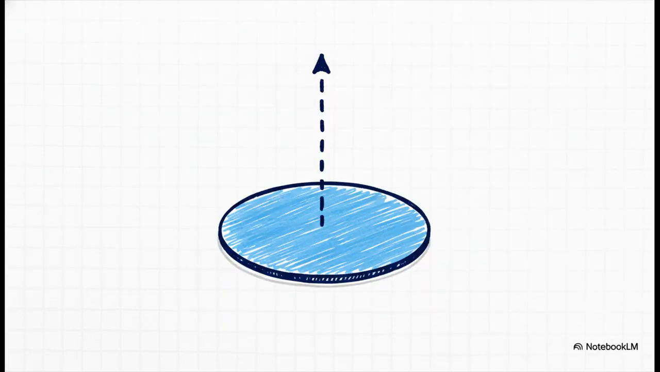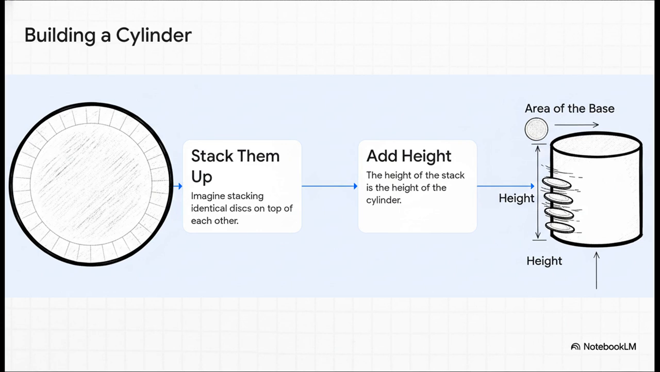To really see how this works, let's start with something super simple, a flat circle. We already know how to find its area, but what happens if we start giving it some height? And boom, this is where the connection becomes crystal clear. Imagine that circle is a single paper-thin disk, like a coin. Now just start stacking more and more identical coins on top of it, building a tower. What have you made? A cylinder. And its volume? Well, it's just the area of that very first coin, the base, multiplied by the height of your stack.